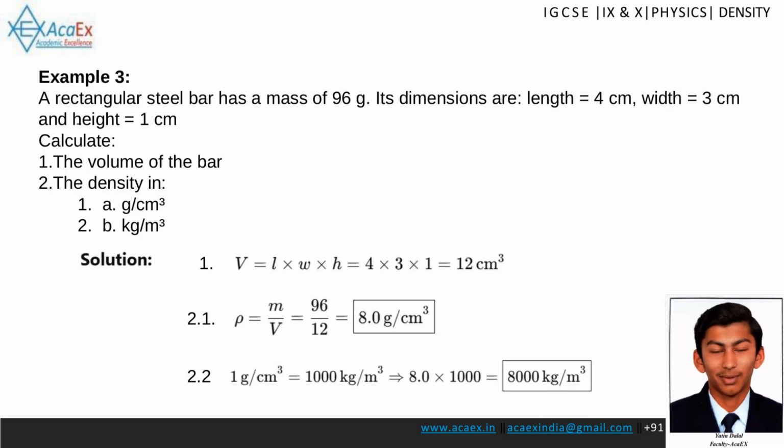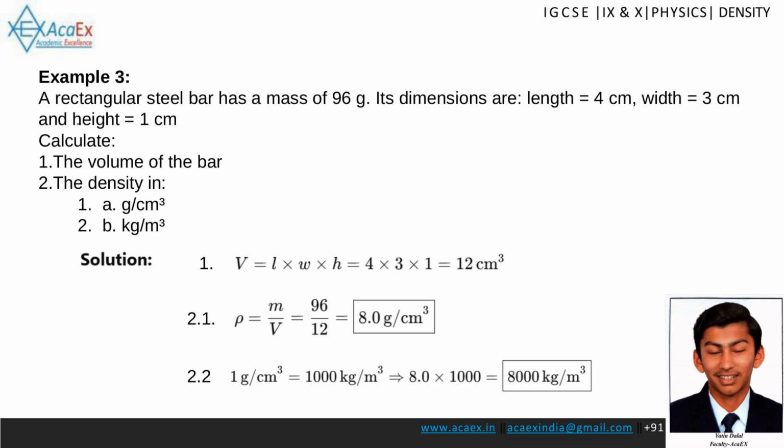Example 3. A rectangular steel bar has a mass of 96 grams. Its dimensions are length equals 4 centimeters, width equals 3 centimeters, and height equals 1 centimeter. First, calculate the volume of the bar. Second, calculate the density in grams per cubic centimeter and in kilograms per cubic meter. Solution: volume equals length multiplied by width multiplied by height. That is 4 times 3 times 1, which equals 12 cubic centimeters.